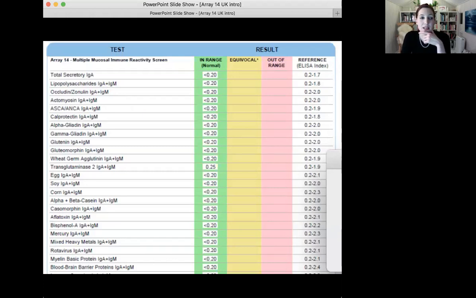I mentioned to you that I would show you what it looked like when somebody was immunosuppressed. And this is what you'll see. All of the markers are negative, but nothing in normal range. So this person, I would say, has IgA insufficiency and also potentially IgM insufficiency. This is probably a person who is either on immunosuppressive medications or has an immunodeficiency of some kind. And you can see that all of those markers are below the reference range. Actually, except transglutaminase.